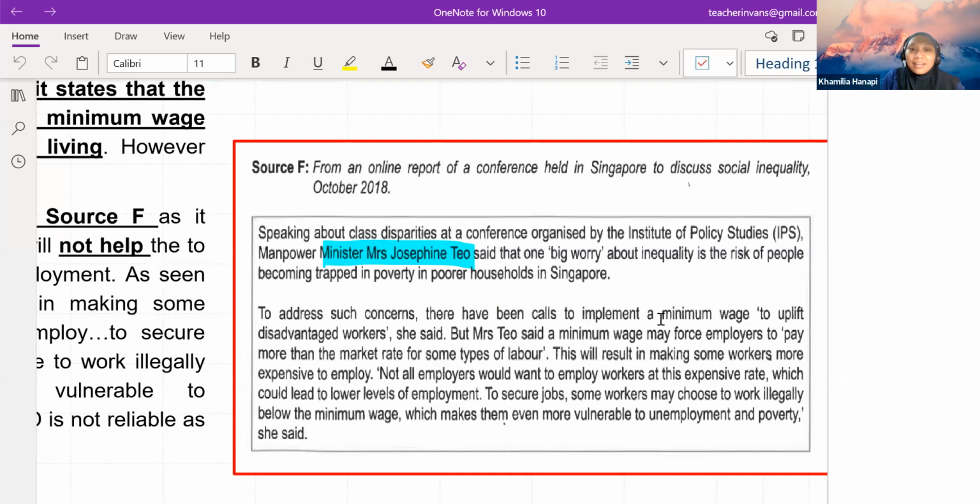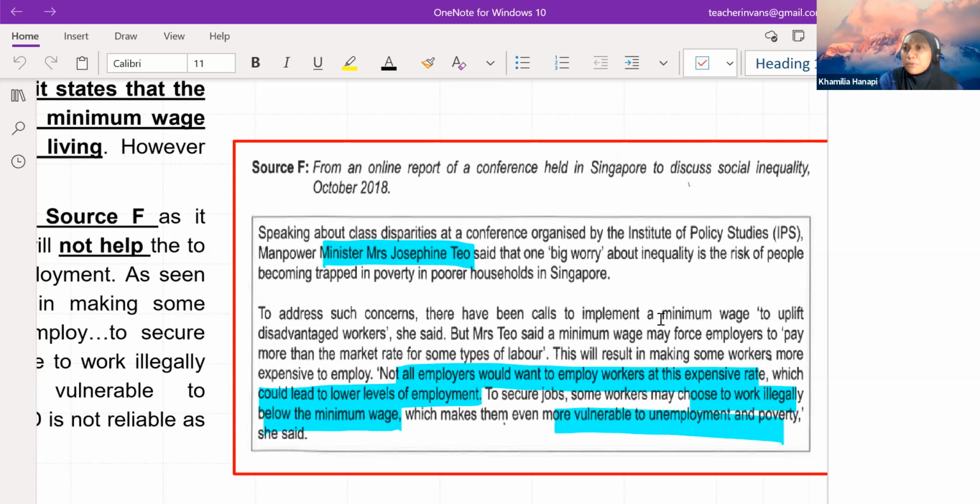She says, not all employers would want to employ workers at a very expensive rate. So that means even though we say that it's minimum wage, okay, imagine you're not going to pay $5,000 for someone who just cleans the streets. What if that becomes the minimum wage? Example, okay? And because there's this minimum wage, it could lead to higher levels of unemployment. And some of them may even choose to work illegally below the minimum wage. Because why? They just want a job. They are desperate for a job. Okay. And it makes them even more vulnerable.